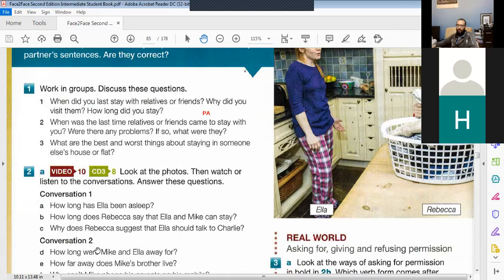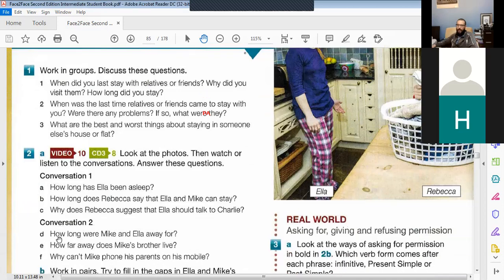Okay, now the second conversation, the one between Mike and Charlie. How long were Mike and Ella away for? How long did they stay in India? Do you remember? 1 month. Correct, they stayed 1 month.